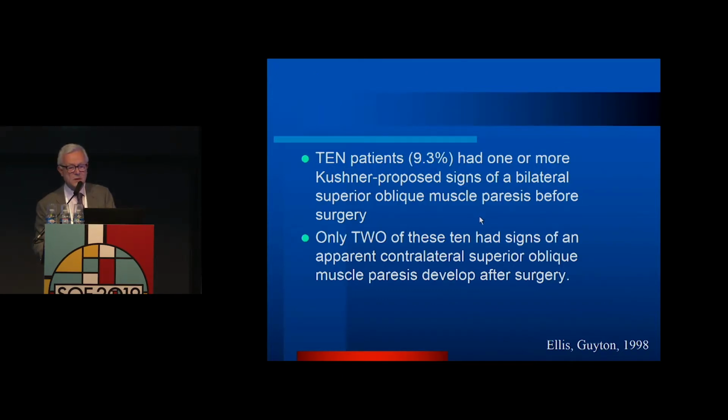10 patients, or 9.3%, had 1 or more Kushner-proposed signs of bilateral superior oblique paresis before surgery, but only 2 of those 10 ultimately developed contralateral pathology. So even if, prospectively or retrospectively, we look at those patients, Kushner's criteria really did not help very much.